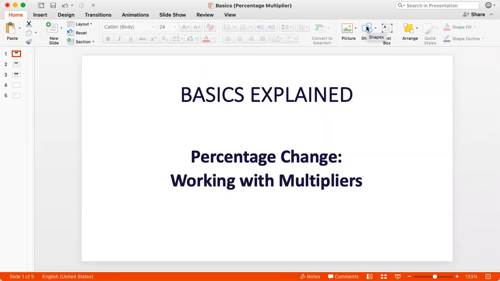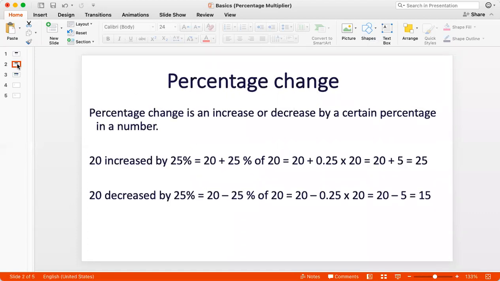In our continuing series Basics Explained, we look at the fundamentals of various topics that you're likely to see on SAT and ACT. Today we are looking at an important math topic, how percentage change relates to multipliers. I'll explain what I mean by this as we go along. So what is percentage change?